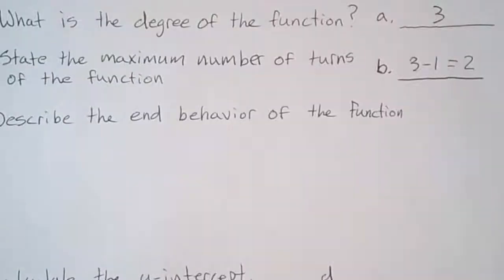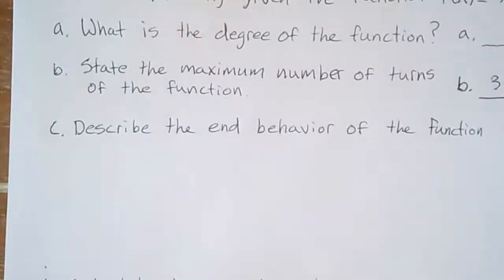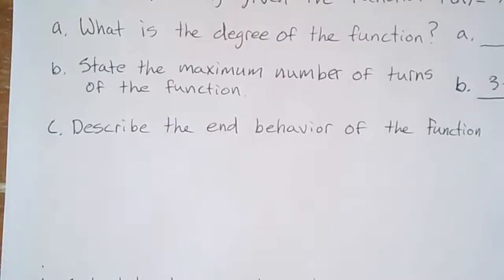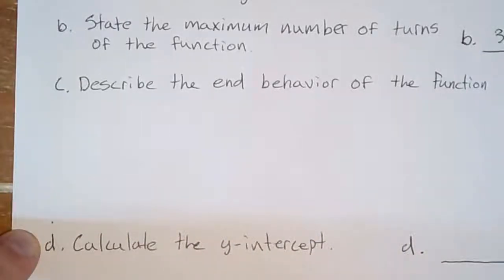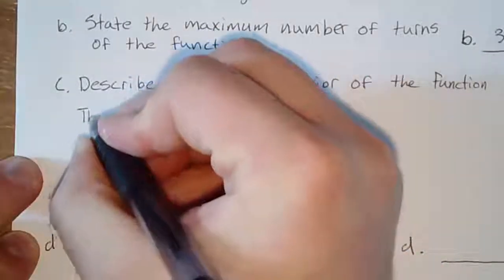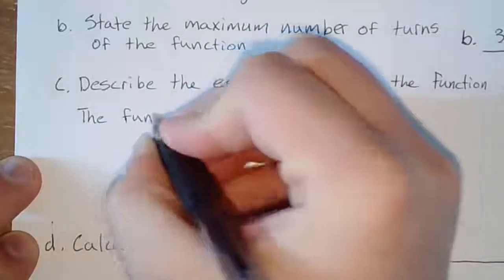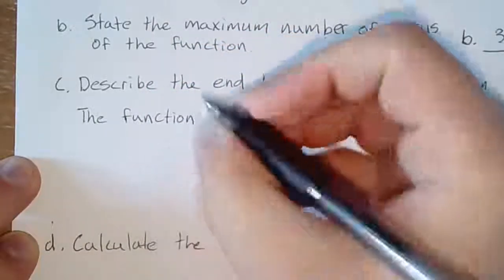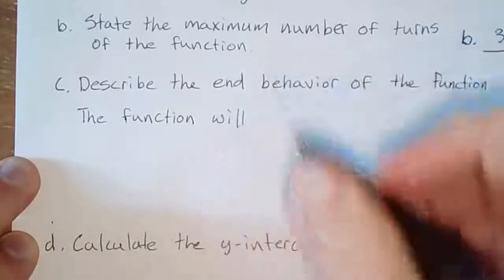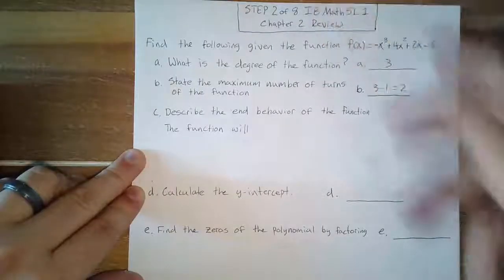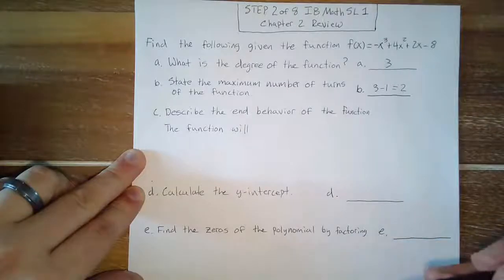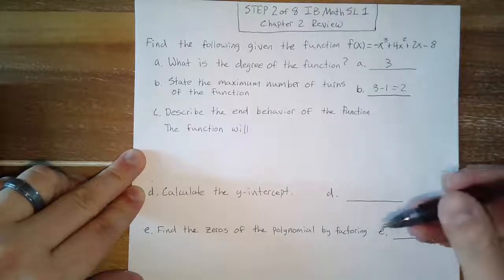It says describe the end behavior of the function, and the book talks about it in an interesting way. It talks about rising and falling. Thinking about this, it is some sort of cubic function. Cubic functions in general, if I think about the parent function x cubed, from left to right is going upwards.